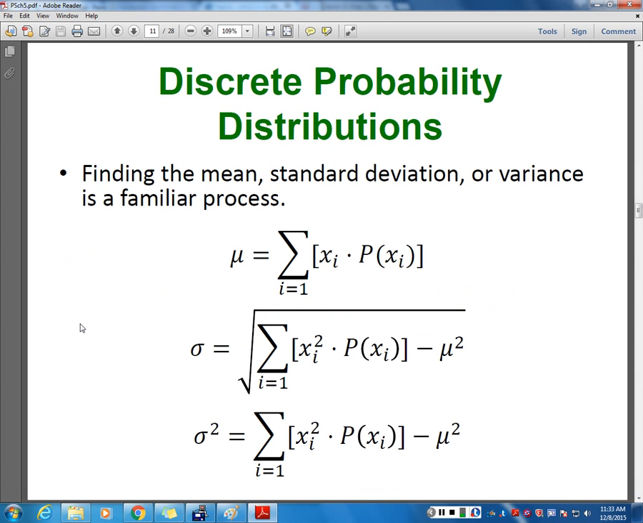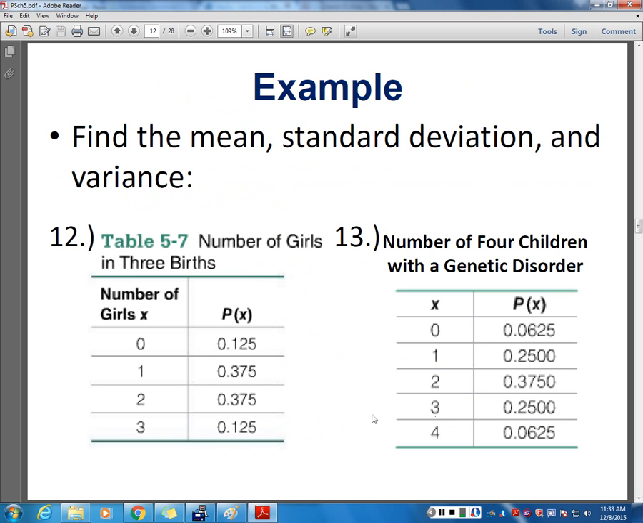Finding the mean, standard deviation, or variance of a probability distribution is a familiar process. Now, the formulas that are shown here are mostly new. However, the process itself is something that you've done before. I'll show you what I mean. For number 12 and 13, we'll find the mean, standard deviation, and variance of these probability distributions.